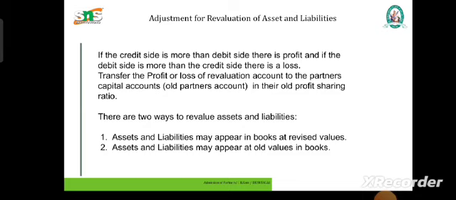Transfer the profit or loss of the revaluation account to the old partners' capital accounts in their old profit sharing ratio. There are two ways to revalue assets and liabilities. First one is assets and liabilities may appear in the books at revised values. Second one is assets and liabilities may appear at old values in the books.